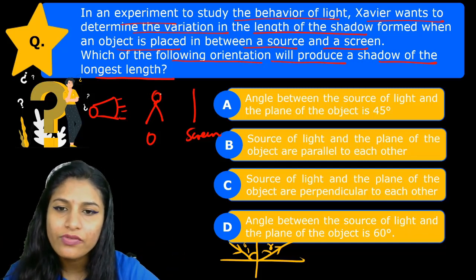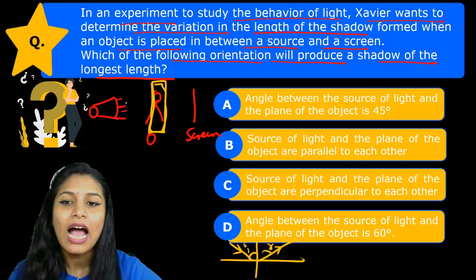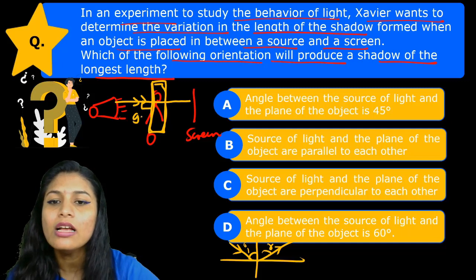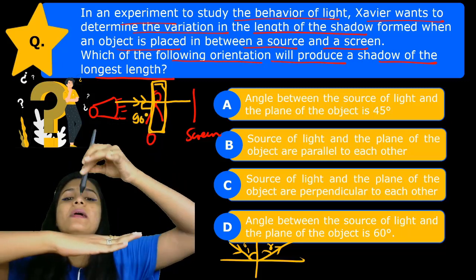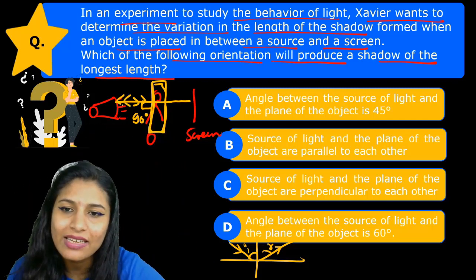Okay. So if this is the plane of the object in which the object is placed, and if the light rays are like this, that means 90-degree angle. Okay. So what happens? Angle of incidence is equal to angle of reflection. Light is coming like this. It will go back like this. So it is going to retrace its path.